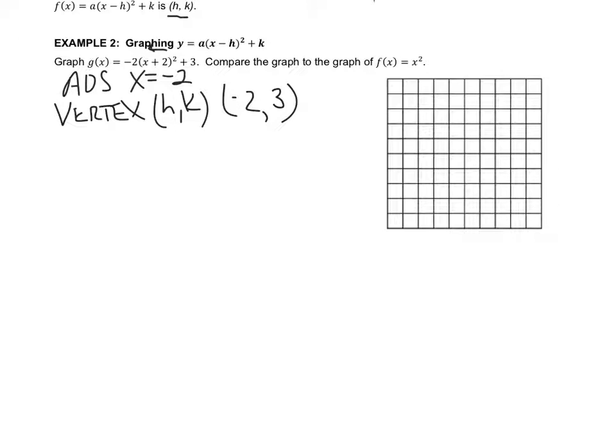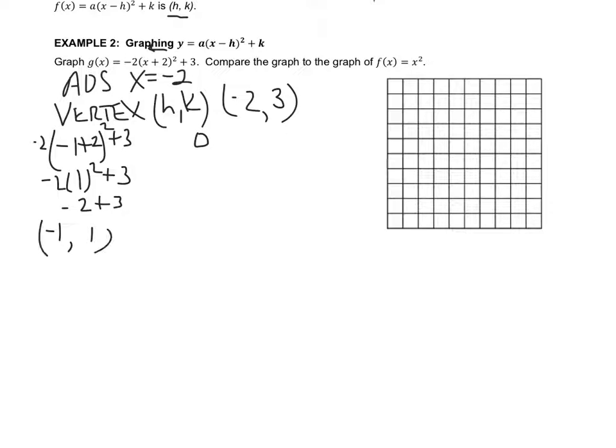So again, to try to keep numbers easily done, I'm going to pick negative 1 and 0 for x's to go in. So if negative 1 goes in, I'm going to have a negative 2 in the front, negative 1 plus 2 squared plus 3. That's going to give me 1 squared times a negative 2 plus 3. 1 squared is 1 times a negative 2 is negative 2 plus 3 is 1. So when negative 1 went in, 1 comes out.